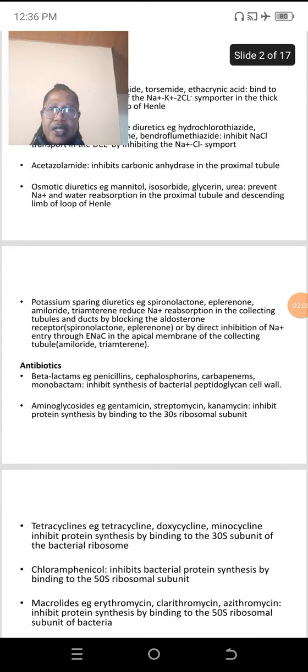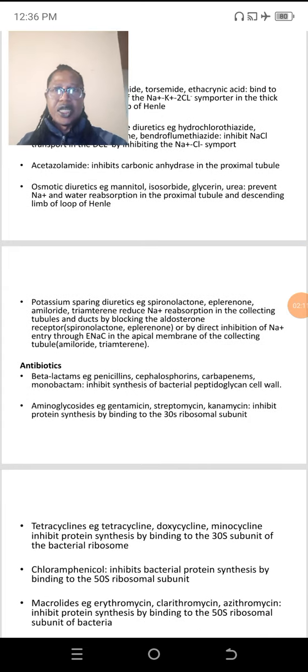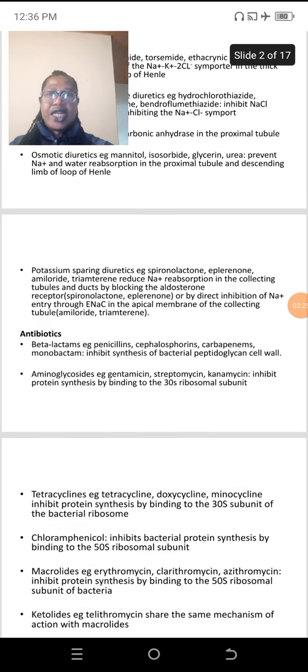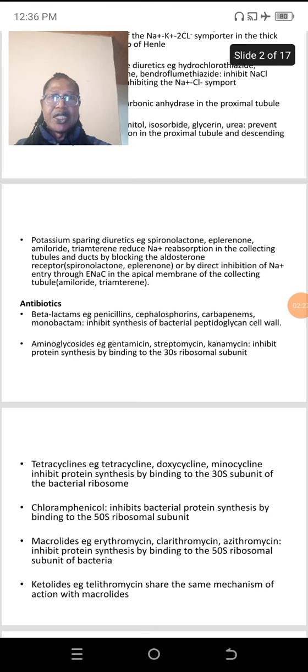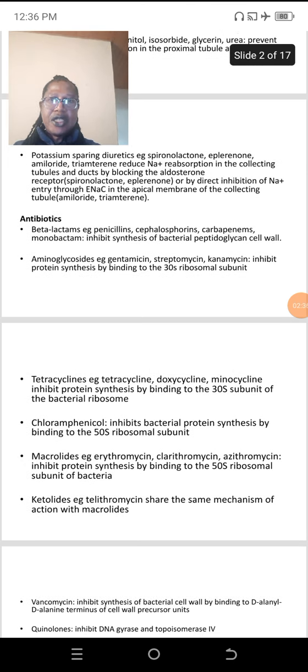For antibiotics, we have the different classes of antibiotics as we all still remember. The first class, the beta-lactams, examples of which are penicillin, cephalosporins, carbapenems, and monobactam, act by inhibiting the synthesis of bacterial peptidoglycan cell wall. Then the aminoglycosides, examples of which are gentamicin, streptomycin, kanamycin, inhibit protein synthesis by binding to the 30S ribosomal subunit. The tetracyclines, typified by tetracycline, doxycycline, minocycline, act by inhibiting protein synthesis, and they do this by binding to the 30S subunit of the bacterial ribosome.